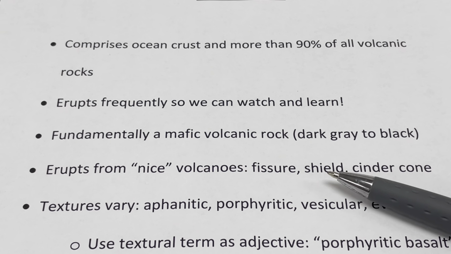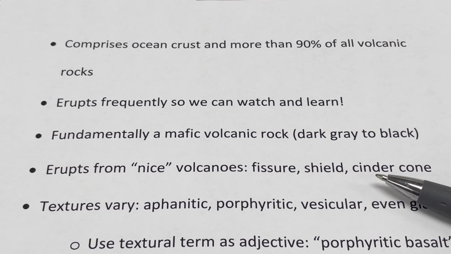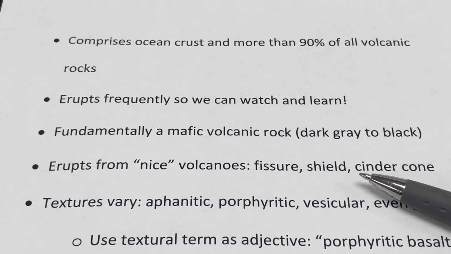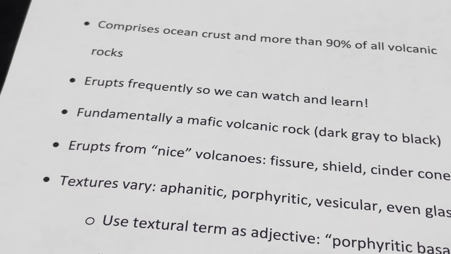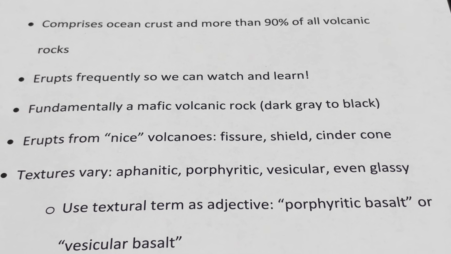Shield volcanoes would be the same thing, and then also cinder cones. These are volcanic eruptions that you can appreciate from a safe distance, but actually get pretty close to. So non-explosive, mainly erupting lava, but also erupting to some degree airborne material as well. So our textures of basalt can vary quite a bit.